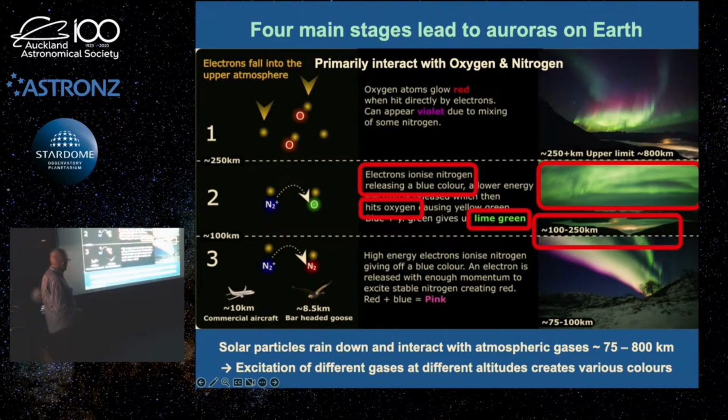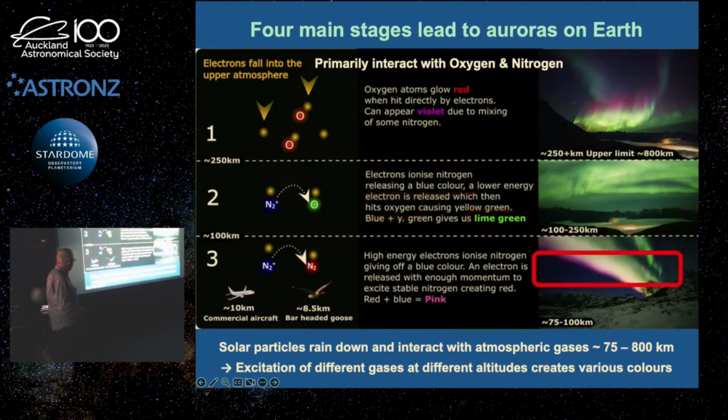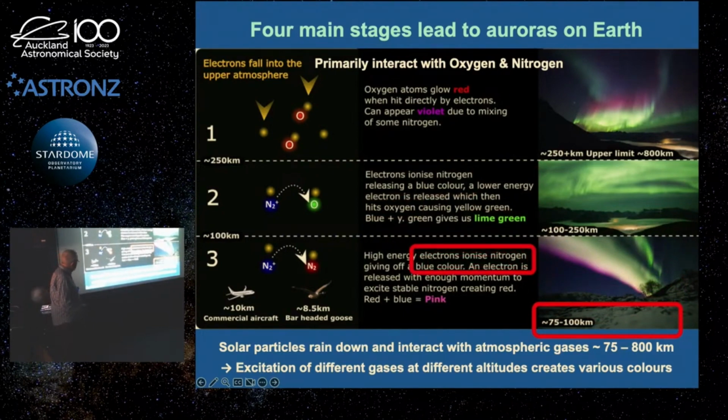And then if you go down to about 75 up to about 100 kilometres, there's less oxygen there, but that gets excited, and you're getting nitrogen ionised. And remember, that means booting the electron off, and that electron usually has enough energy to excite another nitrogen to create a pink colour there. So red and blue gives the pink colour combined, and you get that there.